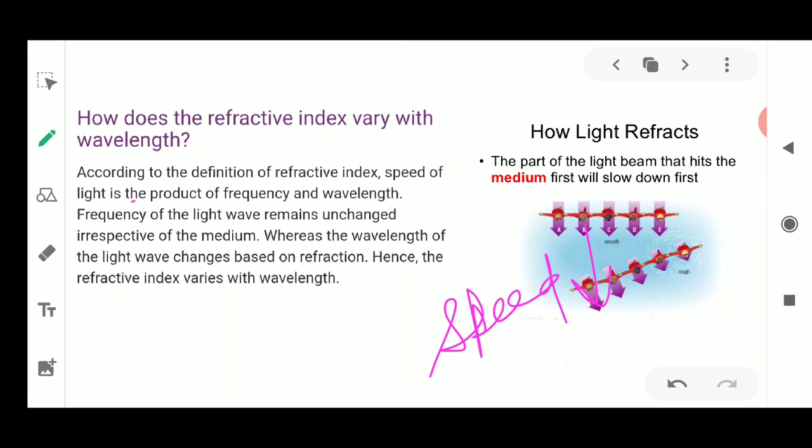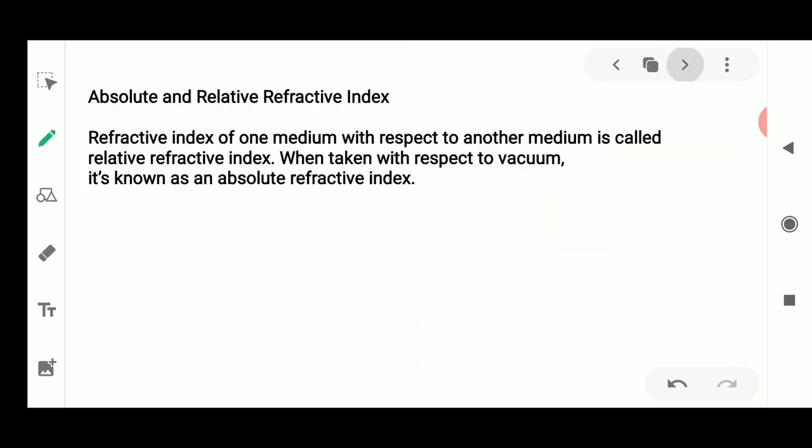Okay, because it is moving from one medium to another medium and it is going to strike the molecules of the medium. Okay, now next thing is, what is absolute refractive index?